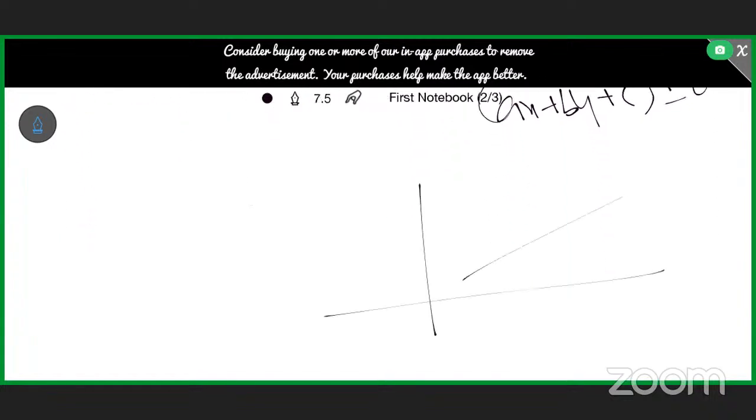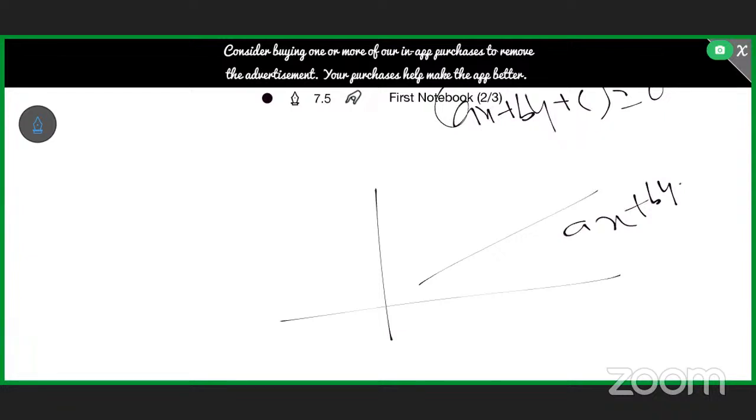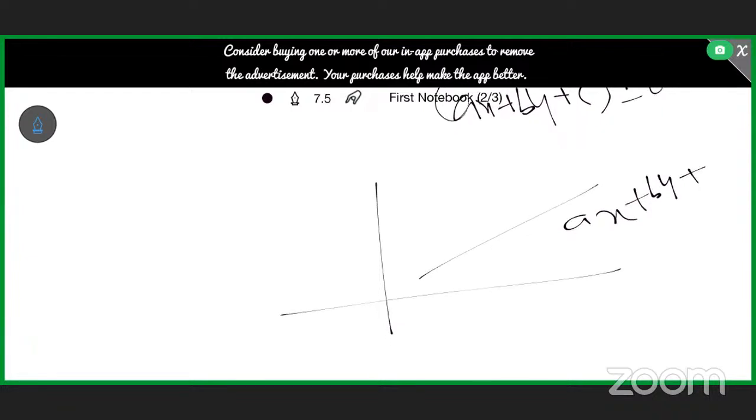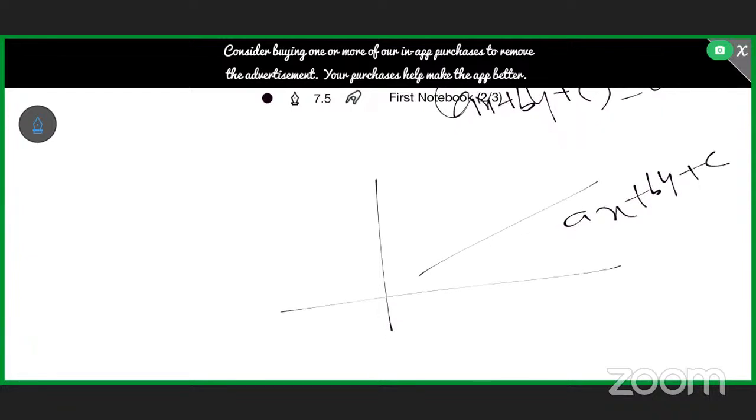Now what is the reflection of this? What is the image of this line ax plus by plus c is equal to 0, what is the image of this line with respect to this line? There is one more line now, lx plus my plus n is equal to 0. Now I have to find this line's image with respect to this line.